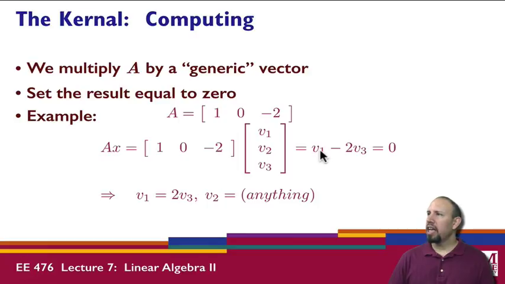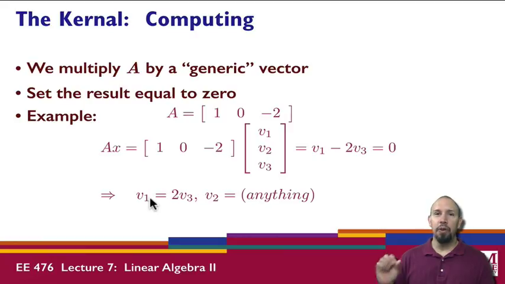So what this says is that if I set this equal to 0, then v1 must be equal to 2 times v3. And what about v2? What does this equation have to say about v2? It doesn't say anything. So as a result, v2 could be anything. So it turns out that you have an infinite number of vectors in the null space.